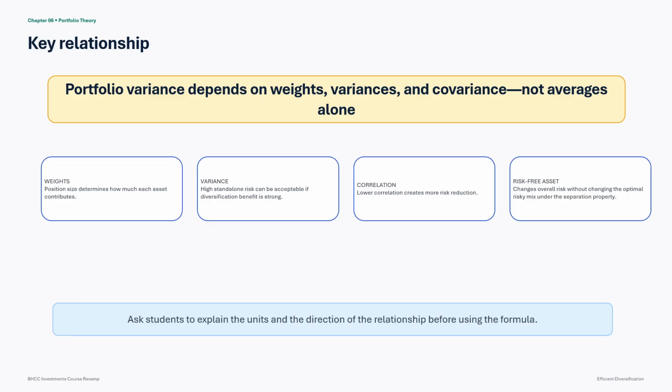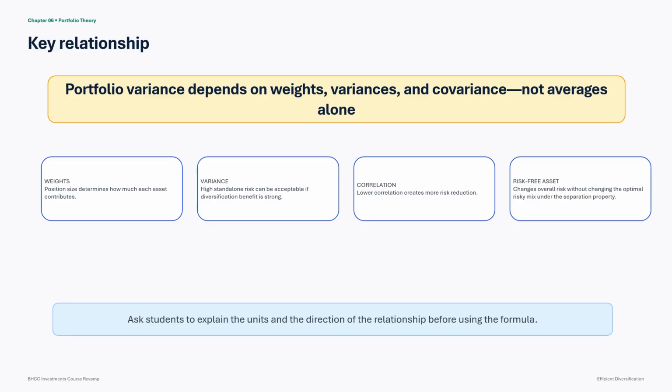The risk-free asset changes total portfolio risk in a different way. Under the separation property, it scales exposure to the optimal risky portfolio rather than changing the internal risky mix. A cautious investor lends at the risk-free rate and holds less of the risky portfolio. A more aggressive investor may borrow and lever the same mix.